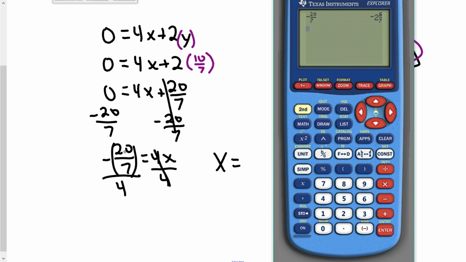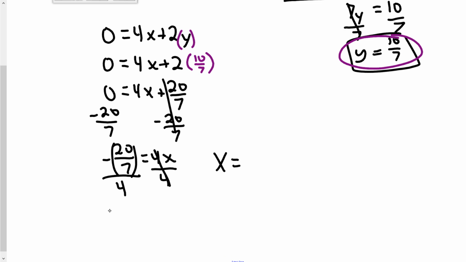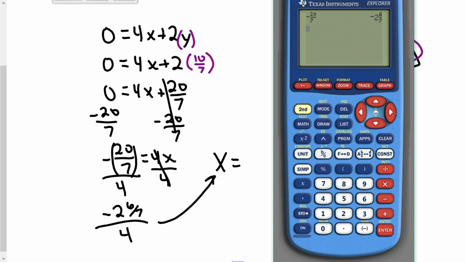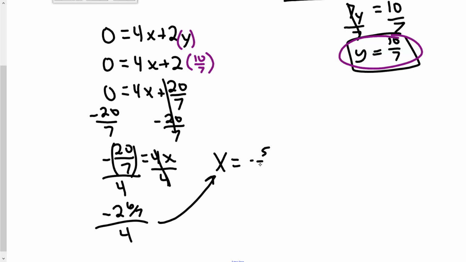And then we wanted to take that number, negative 2 and 6 sevenths, and we still want to divide that by 4. And that's what's going to give us x here. Let me bring that back up. So we're going to take negative 2, I hit the unit button to get a mixed number, 6 sevenths, and we're going to divide all of that by 4. Negative 5 sevenths. And then lastly, the ordered pair: negative 5 sevenths, comma, 10 sevenths.